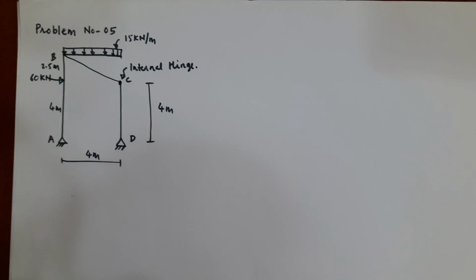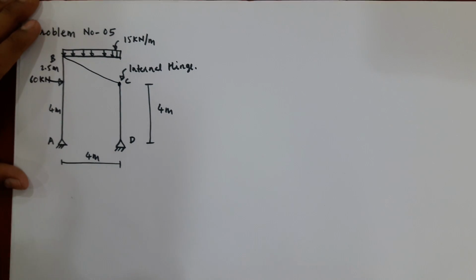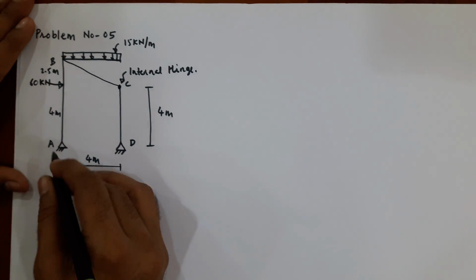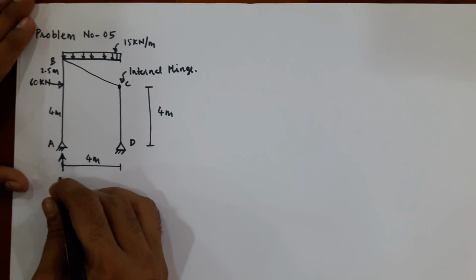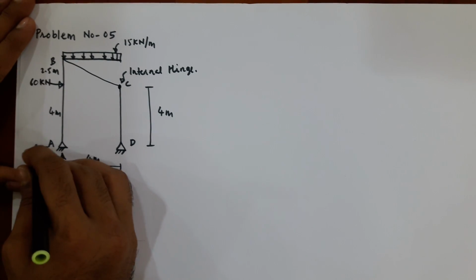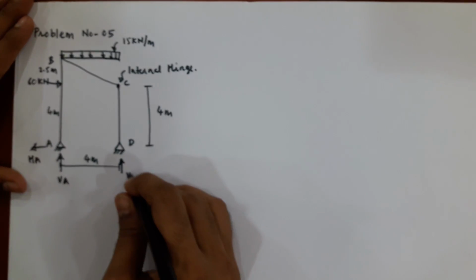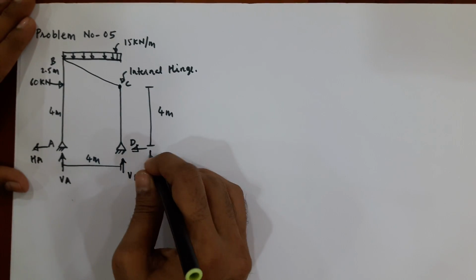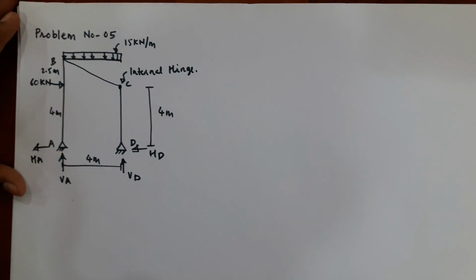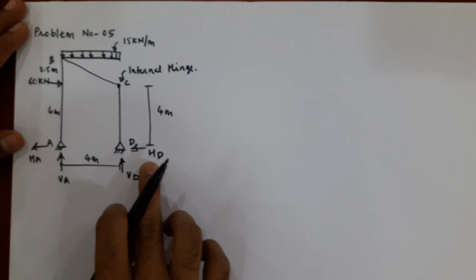So first we have to define the reactions here. Here it is VA, and this is HA. Here it is VD and HD. Now first we need to find this HD.